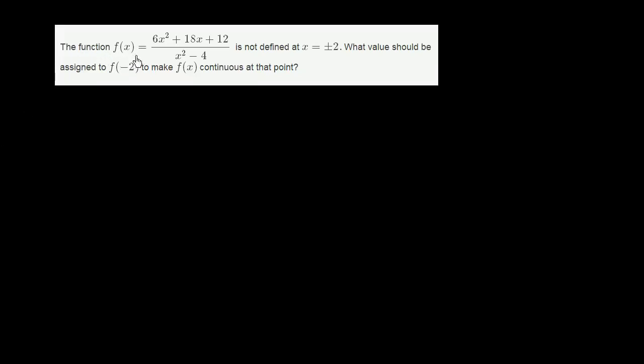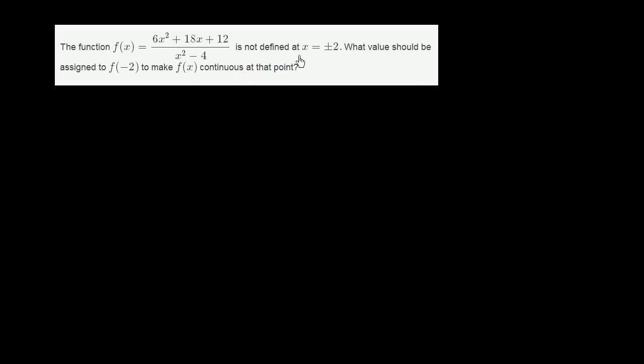The function f of x is equal to (6x squared plus 18x plus 12) over (x squared minus 4) is not defined at x is equal to positive or negative 2. And we see why that is. If x is equal to positive or negative 2, then x squared is going to be equal to positive 4. And 4 minus 4 is 0, and then we're going to have a 0 in the denominator, and that's not defined. We've never defined what happens when you divide by 0.